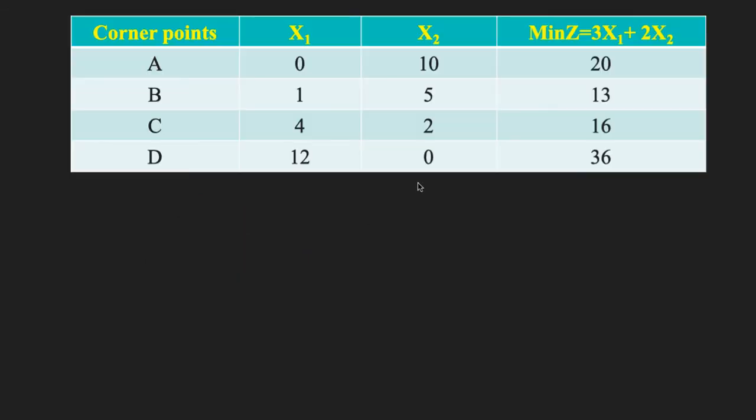Now directly if I tell you, at point C we have x1 is equal to 4 and x2 is equal to 2. Now if I replace here, x1 is equal to 4, that is 4 into 3 is 12 plus 2 into 2 is how much? 4. So 12 plus 4 is how much? 16 we are going to get here, right?